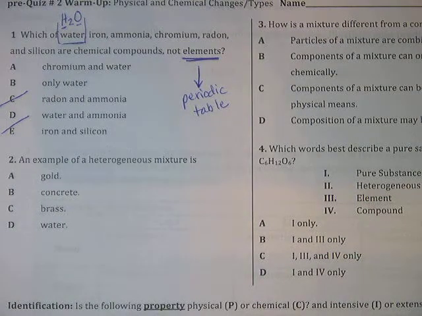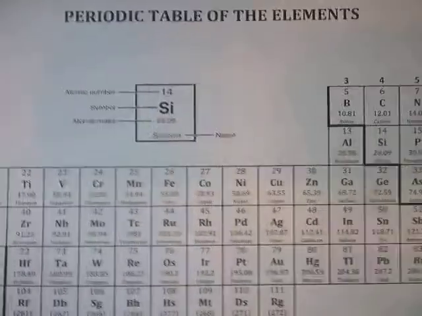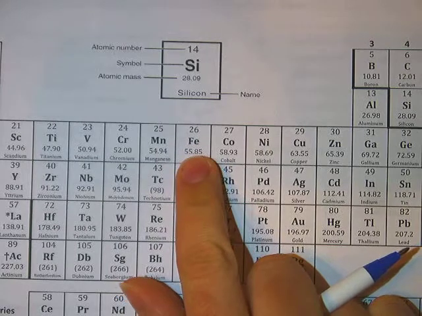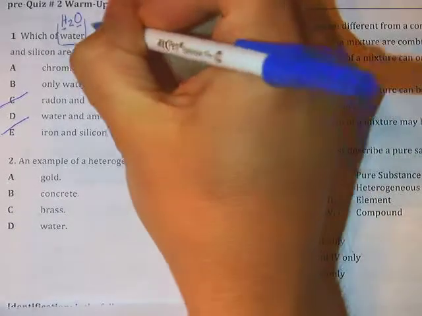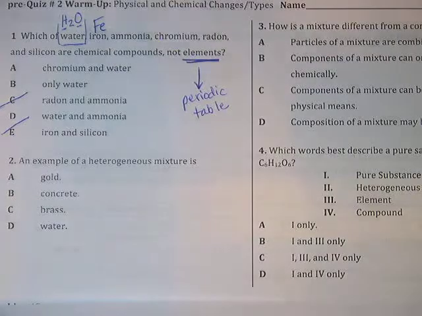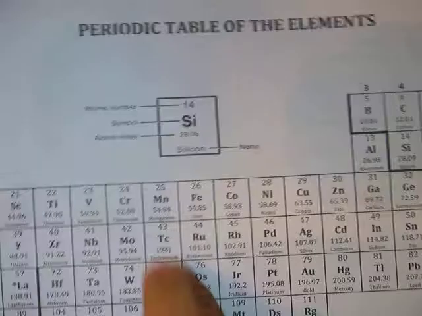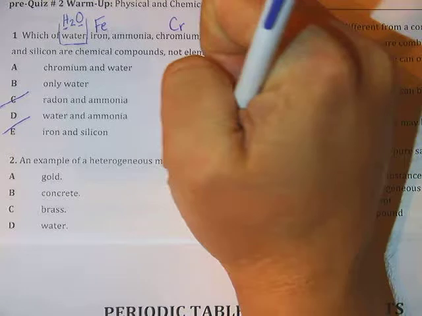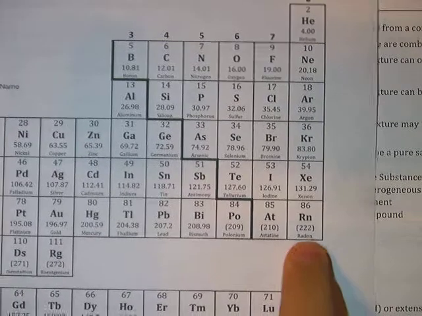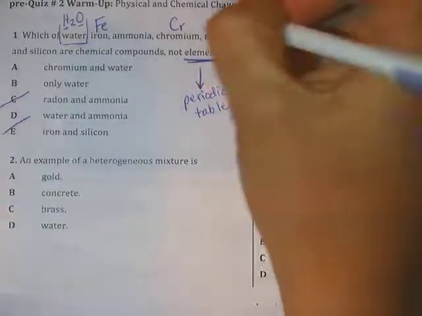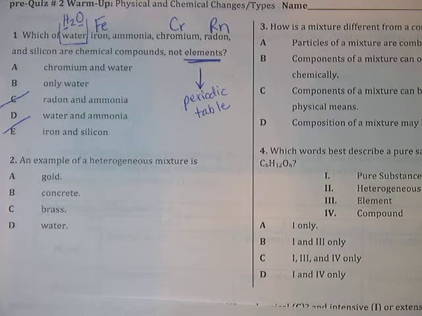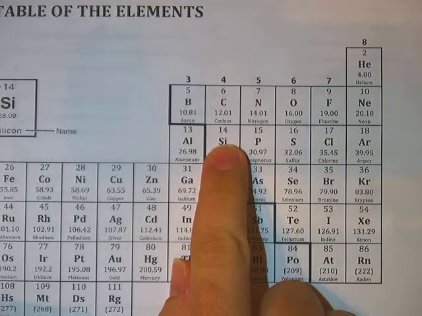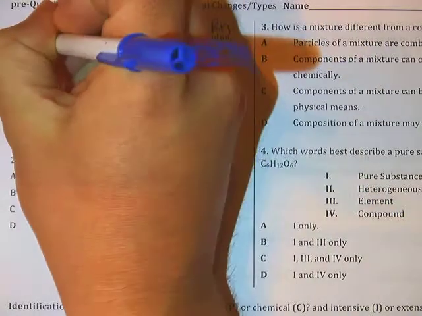From there, though, we're going to have to look on the periodic table and see if we can find any of these others. Iron is an element. It's number 26. It's got symbol Fe. If you keep looking, chromium is also an element. It's number 24, symbol Cr. Radon is an element. It's number 86, symbol Rn. And silicon is an element. It's number 14, symbol Si.